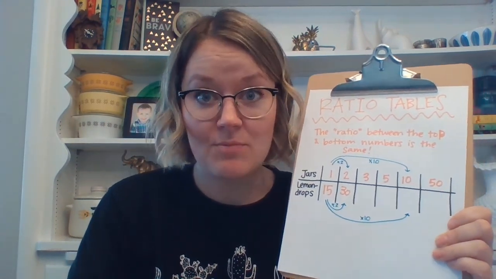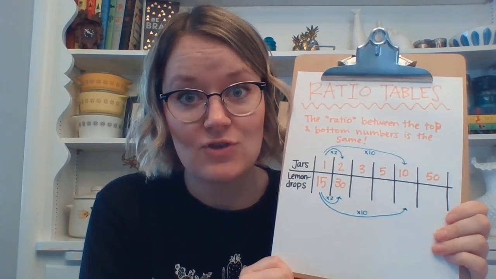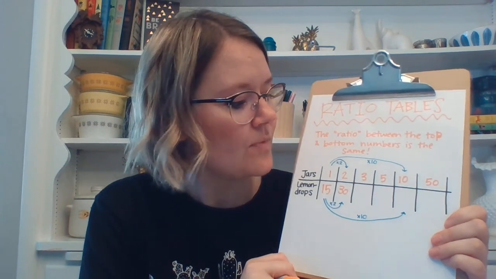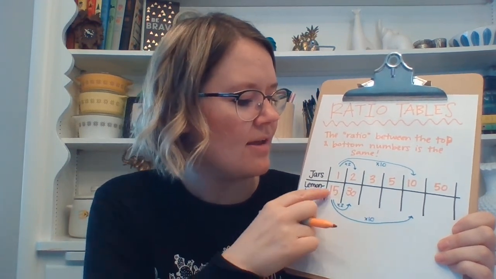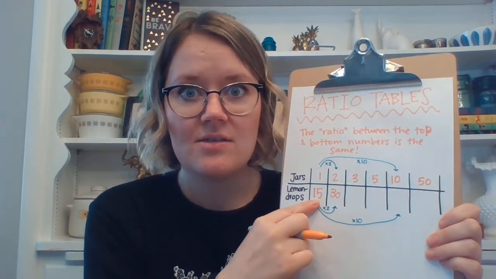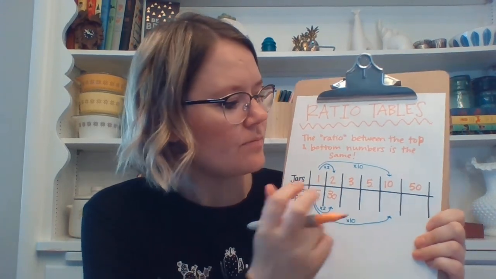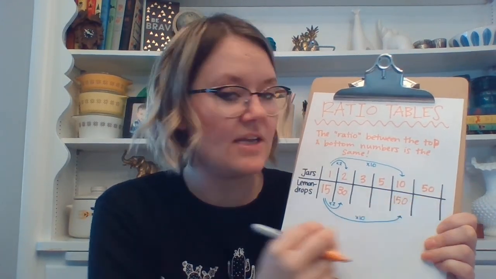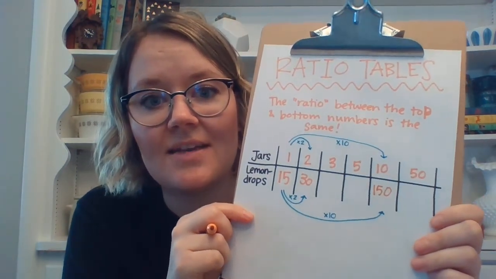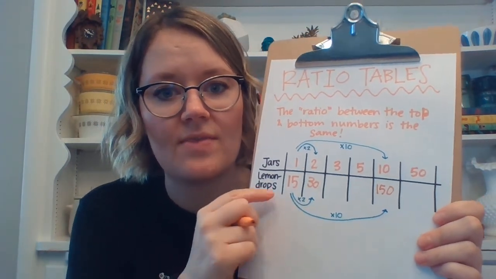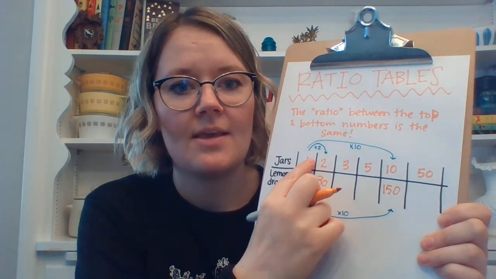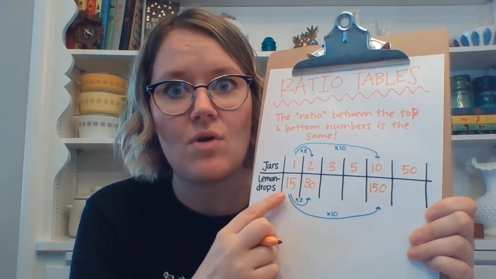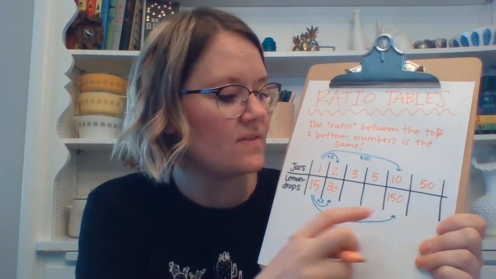And I have gotten pretty good at multiplying by 10, especially if I remember the place value work that we've been doing all year long. When I multiply by 10, those digits are going to shift over one spot. So I'm left with 150 lemon drops in 10 jars. So right there I've shown the relationship here and here for the jars and the lemon drops, and I used something I knew already to help me figure this out.